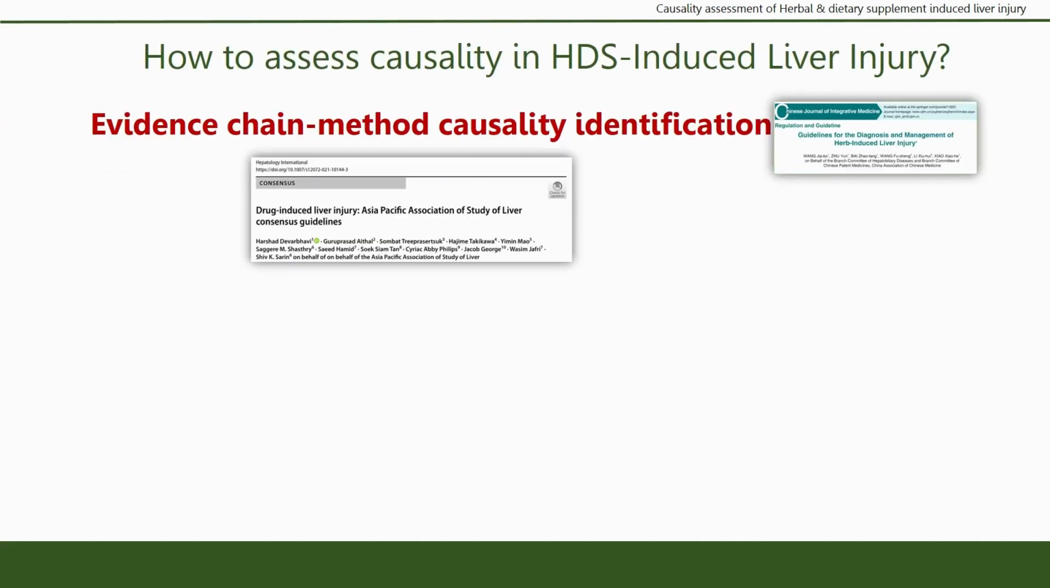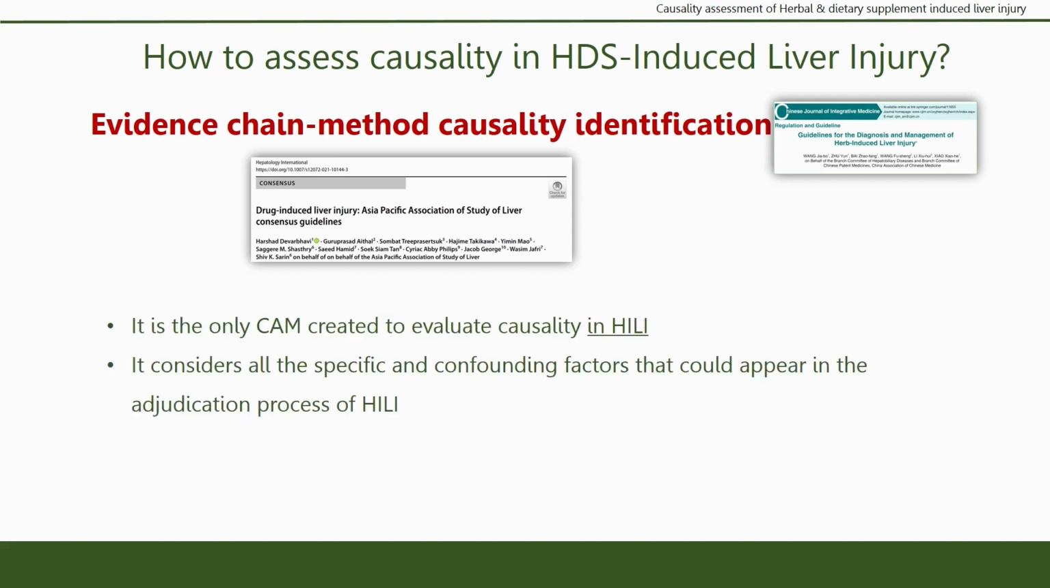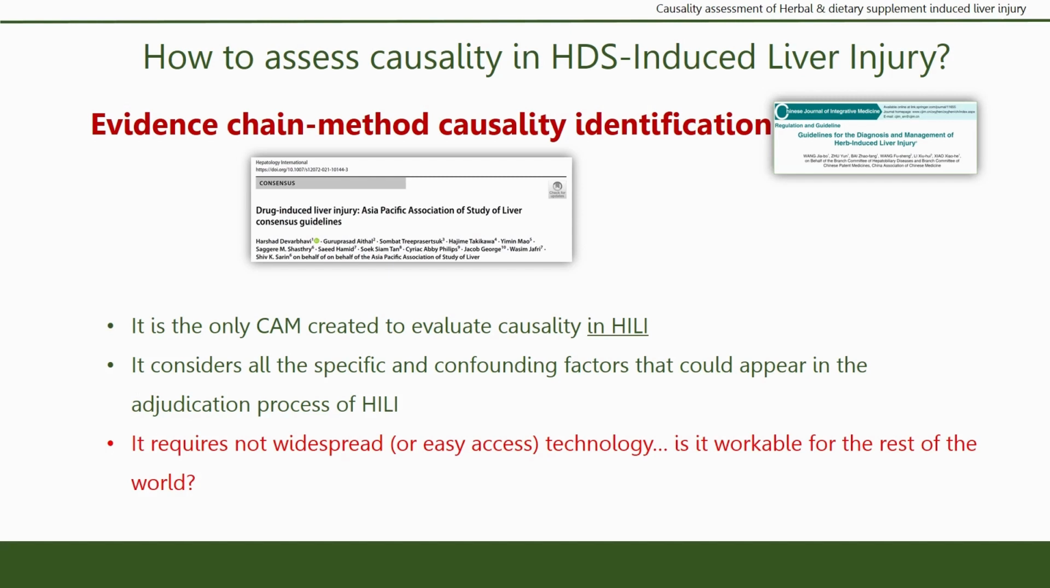The APASL guidelines support this HDS causality assessment methodology, which has 2 essential advantages. It is the only causality assessment method created to evaluate causality in HDS DILI, and it considers all the specific and confounding factors that could appear in the adjudication process of DILI. As a disadvantage, we must consider that it requires technology that is not widespread or easy to access. And my question is, is it workable for the rest of the world?